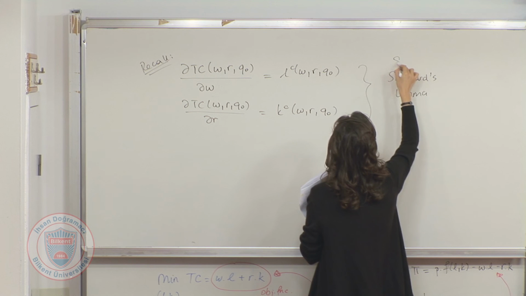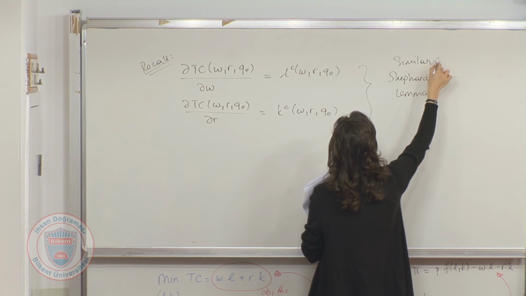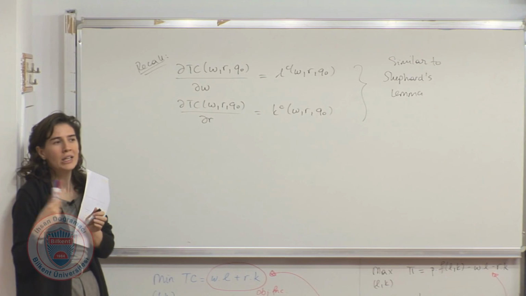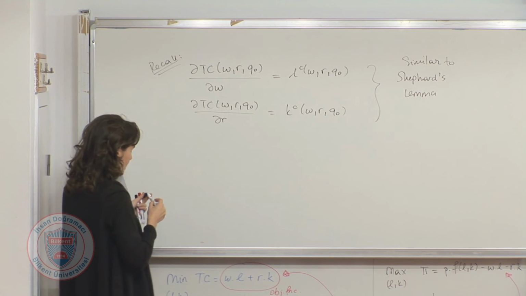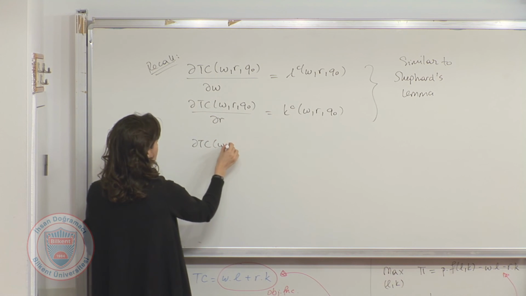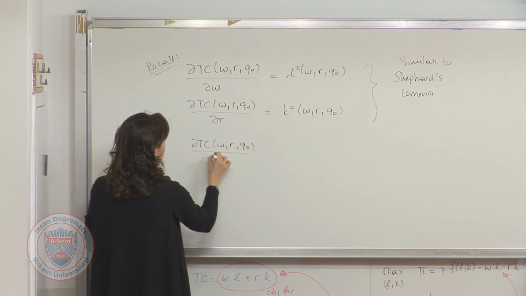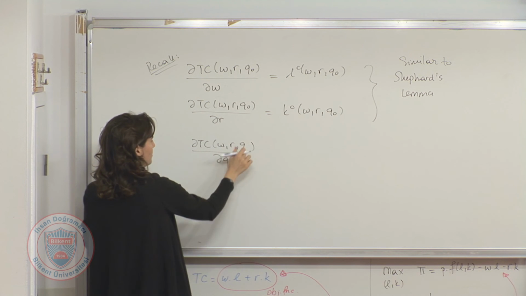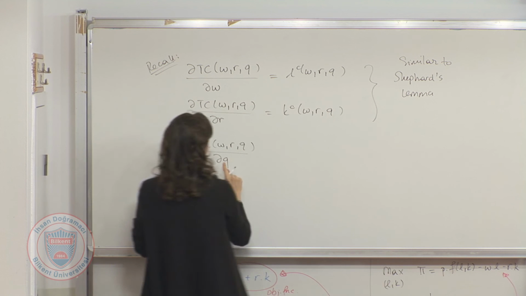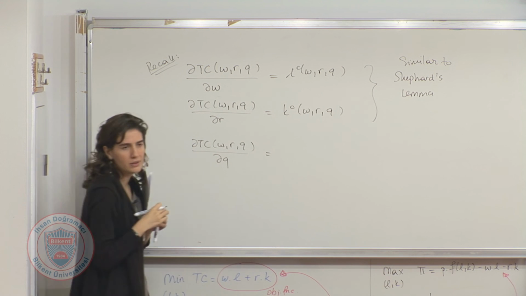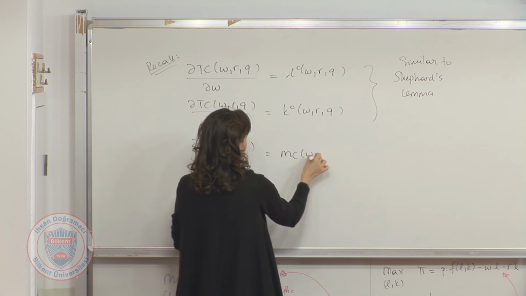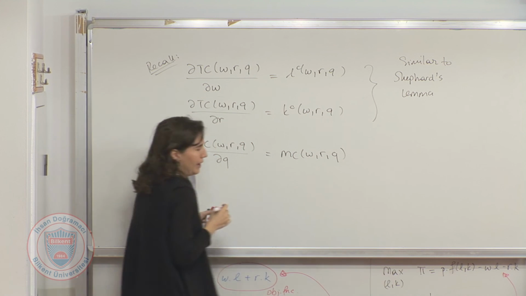Okay, similar to Shepard's lemma. Now I'm going to ask you the same question. Here, when I take the derivative of the total cost with respect to Q0, with respect to Q, let's put Q here if you want, okay? So what is this? Marginal cost, right? So nothing special about this.